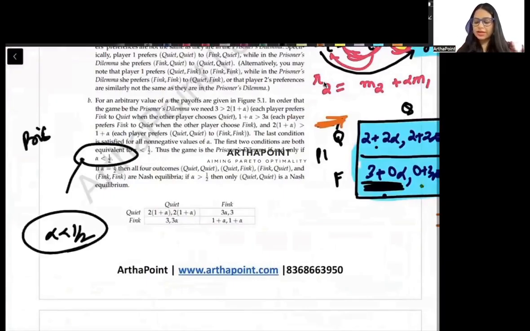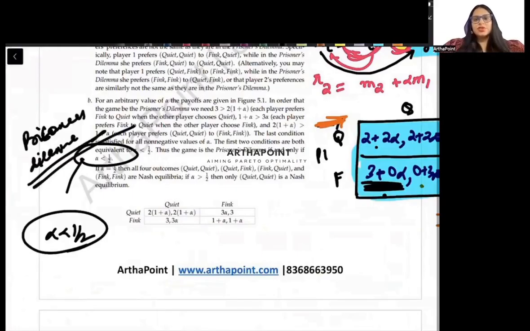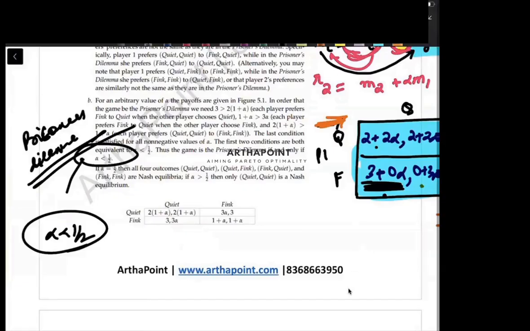Then it will act like a prisoner's dilemma. So that's the answer to this question: alpha should be less than half, and it will be like a prisoner's dilemma game. Is this answer clear to you? Right? So there is not much more to do, but you need to be very thorough with the concept of Nash equilibrium. Only then will you be able to solve these kinds of questions. Okay.